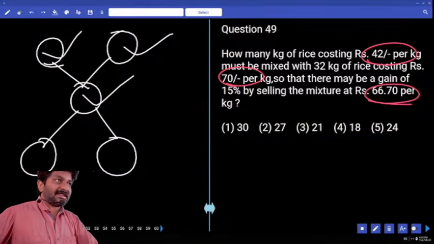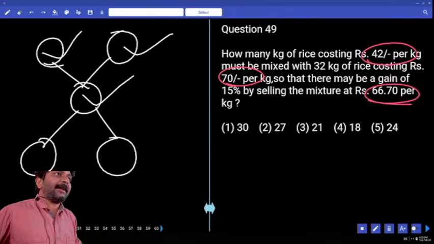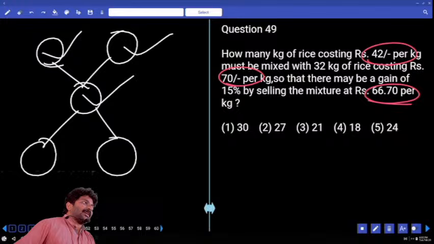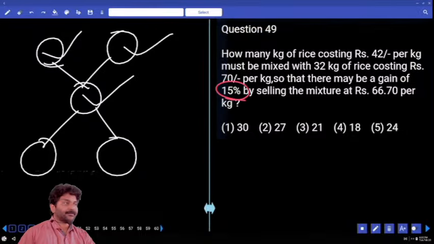66.7, what price is this? So either you have to use all cost prices or all selling prices, correct? There are 2 cost prices and 1 selling price. So it is better to convert the selling price to cost price, right. How much is the profit made?